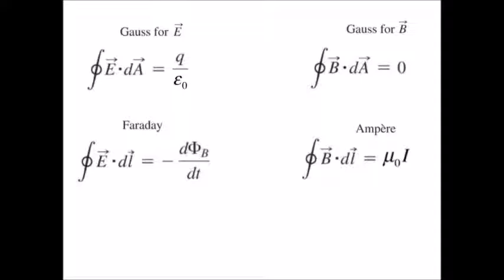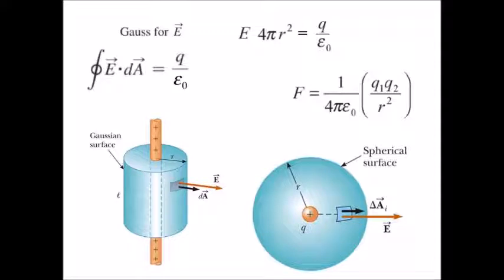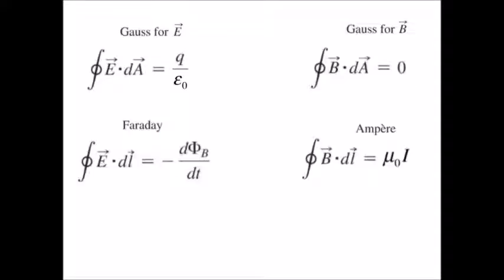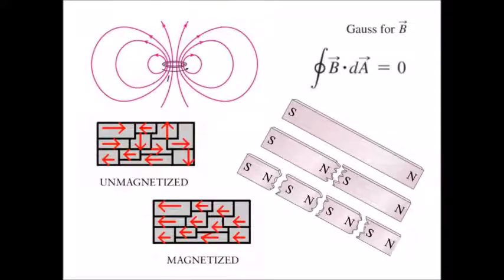Let's go across the top row first. Closed integral E dA equals the charge over the permittivity of free space, epsilon naught. This is where Coulomb's law comes from, counting up the field lines coming out of the surface. How about Gauss's law for magnetism? Closed integral B dA equals 0. Always 0? Yes, always, which explains the qualities of magnetic field lines.